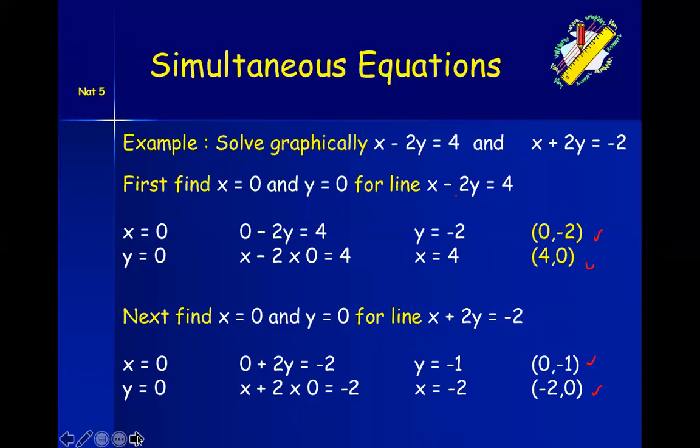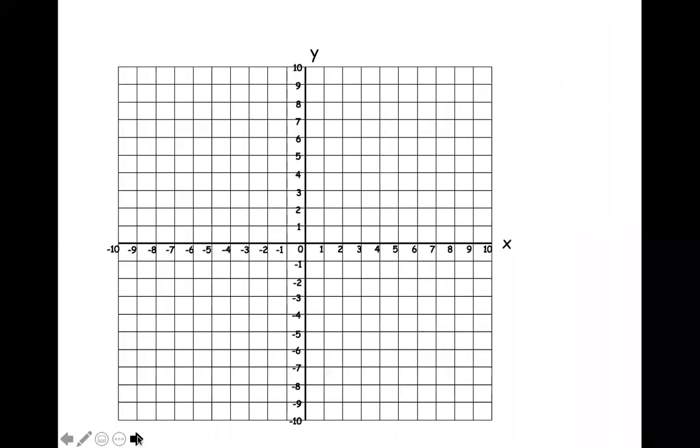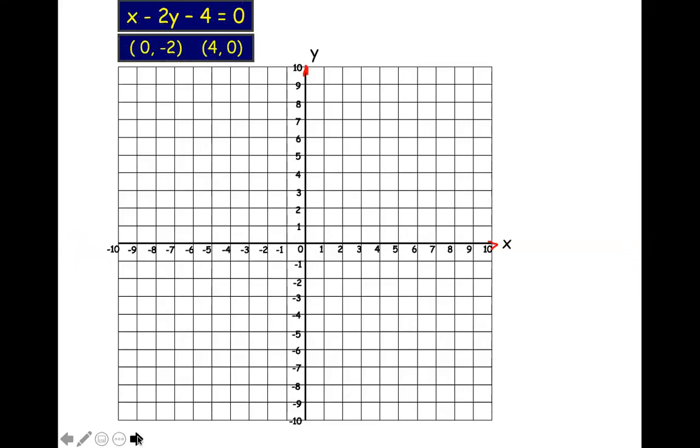Now I'm going to draw those lines. So remember, to draw your line, you start with your x and y coordinate axes. So once you've got your axes, you're going to plot those points. Plot them in the right order. That means we're going to plot for the first line. So we had (0, negative 2) and (4, 0). So just plot the two.